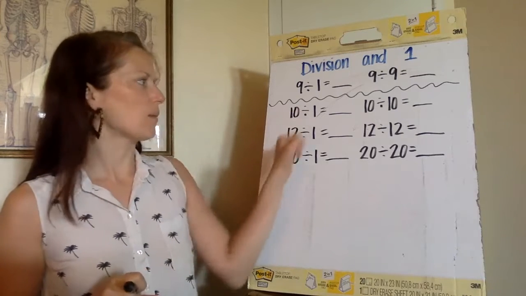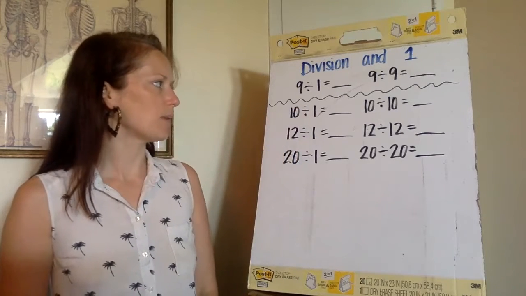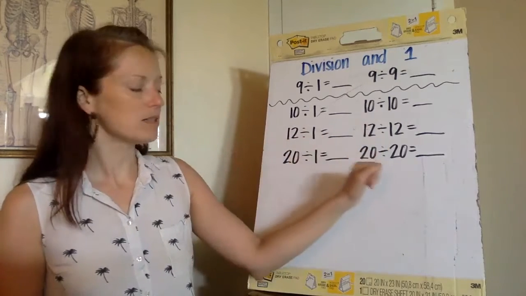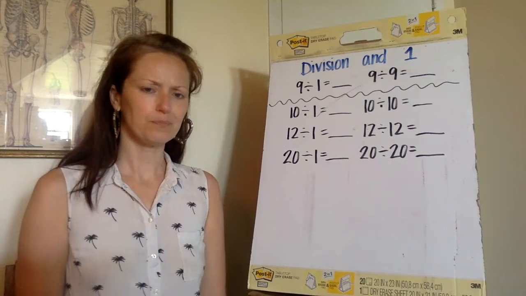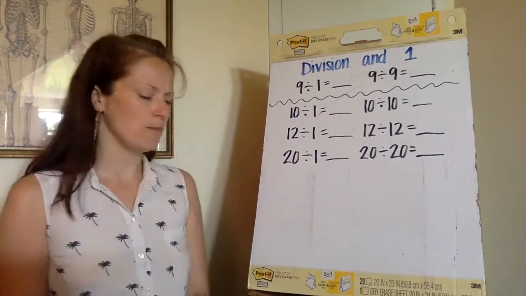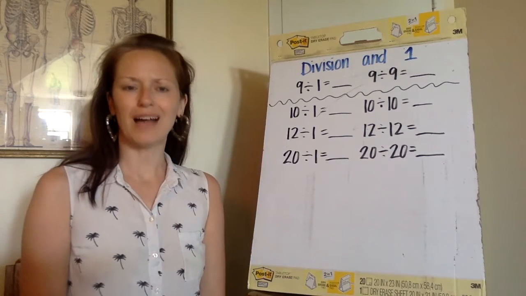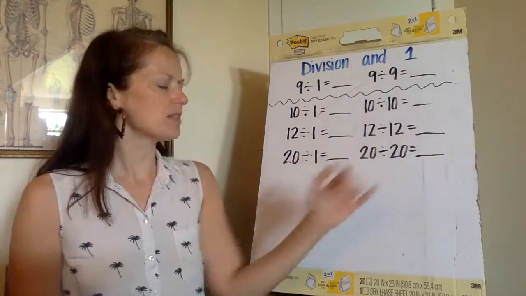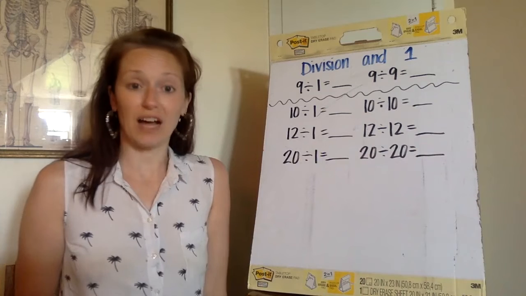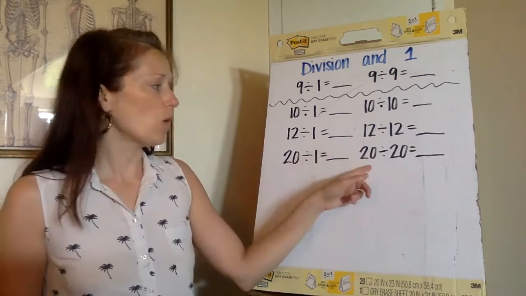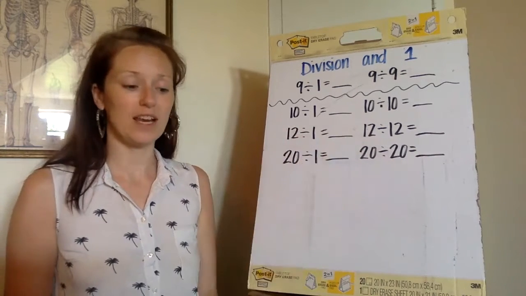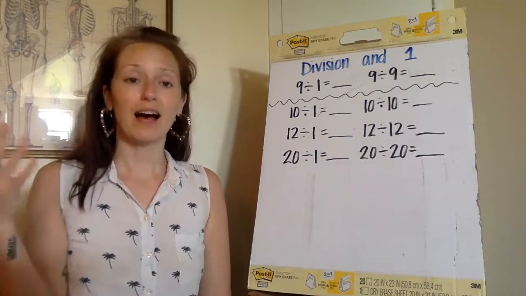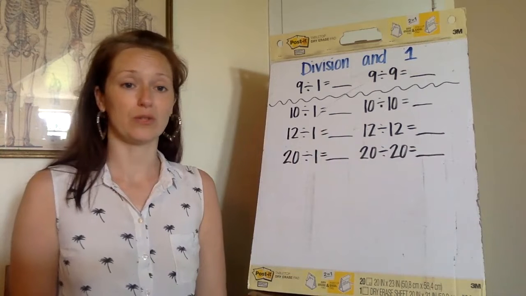Well, what about these problems? We have 10 divided by 1 and 10 divided by 10, 12 divided by 1, 12 divided by 12, and 20 divided by 1 and 20 divided by 20. So first, I want to think about this column. What happens when you divide a number by 1? Then I also want us to think about this column. So what happens when you divide a number by itself? So we have 20 divided by itself, it's also divided by 20. So again, if you need to pause this video for just a moment, I want you to think about how you could explain what happens with those equations.